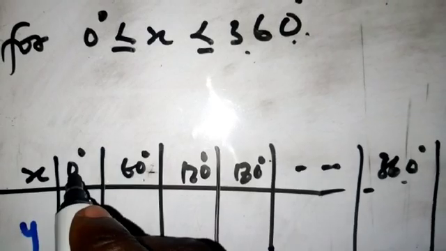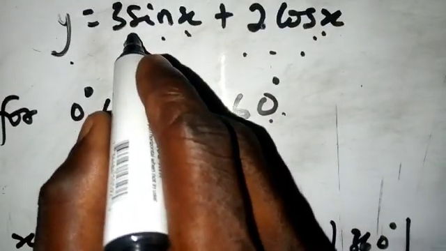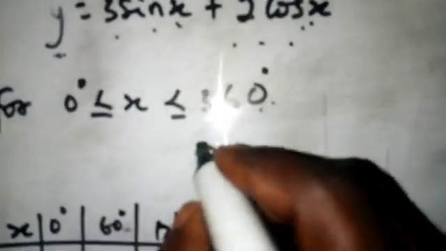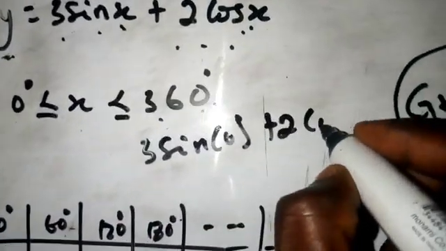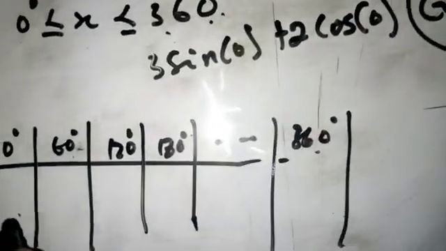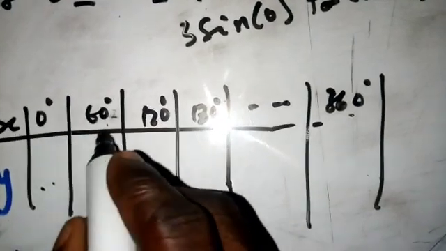For you to get what you are taking home, you just need to pick the first value, which is 0, and then plug it in here. Is that okay? So this is the Y, the item that we are taking home. That here will be 3 sin 0, plus 2 cos 0, and then put this on the calculator, have your answer, and then write the answer here. We have to fill in all the spaces.